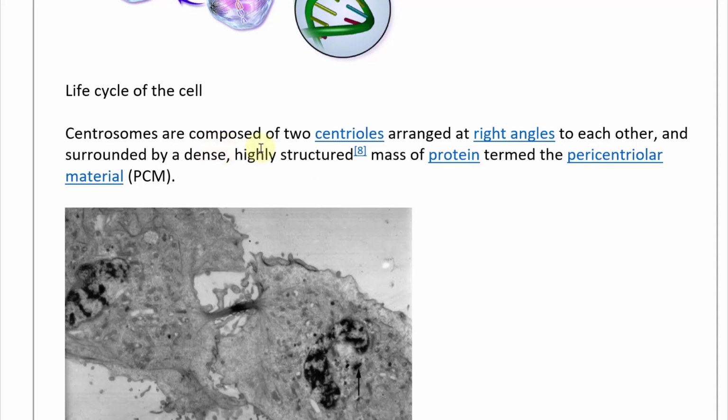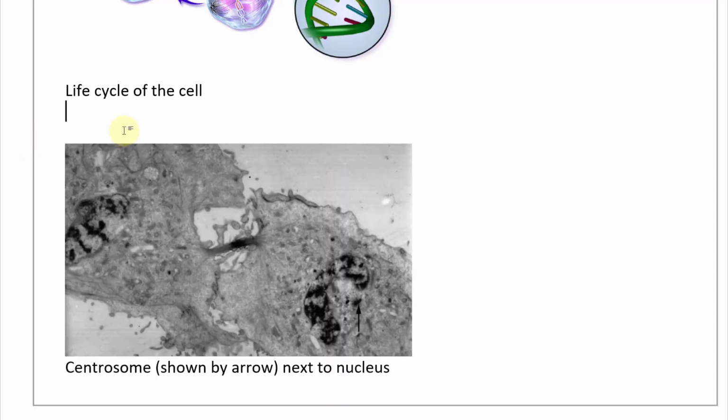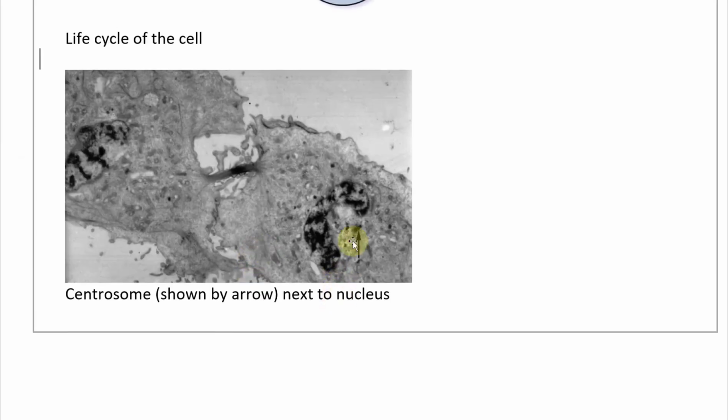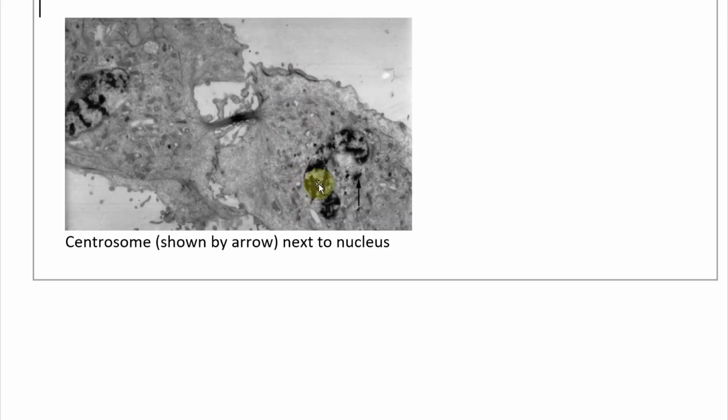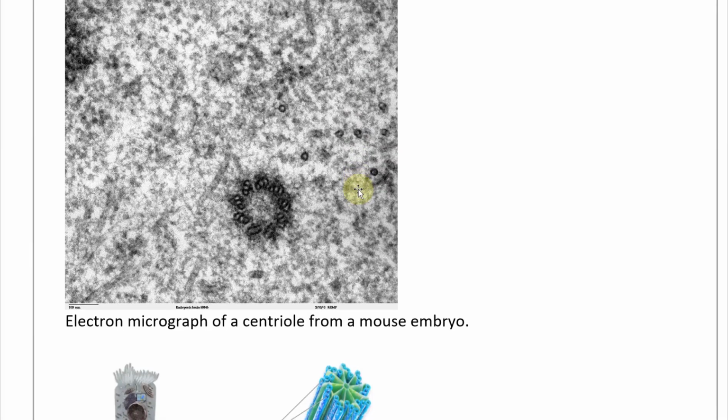And centrosomes are composed of 2 centrioles arranged at right angles to each other and surrounded. Okay, so we already have this part. Let's remove this. And here's an image of the centrosome. So centrosomes shown by arrow next to the nucleus. So there's the centrosome there, right next to this nucleus over there. I believe that's, or this irregularly shaped nucleus. Yeah, it's hard to tell what it is. But anyway, so that's a centrosome there.